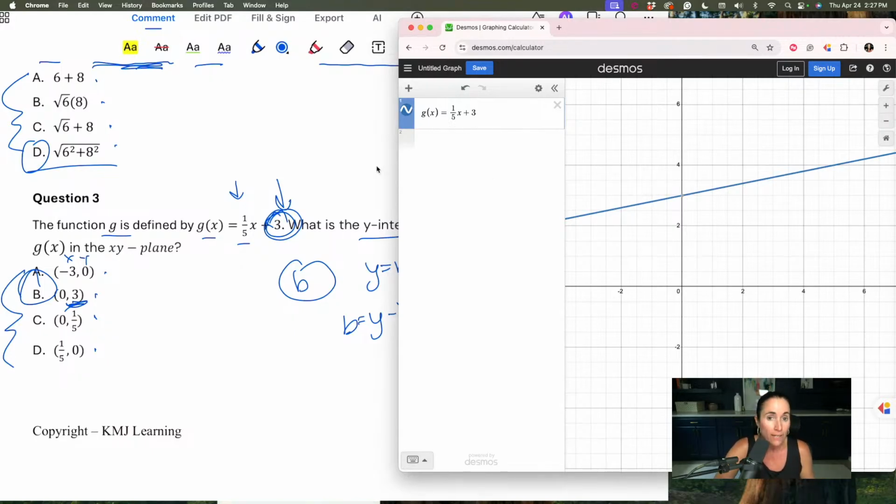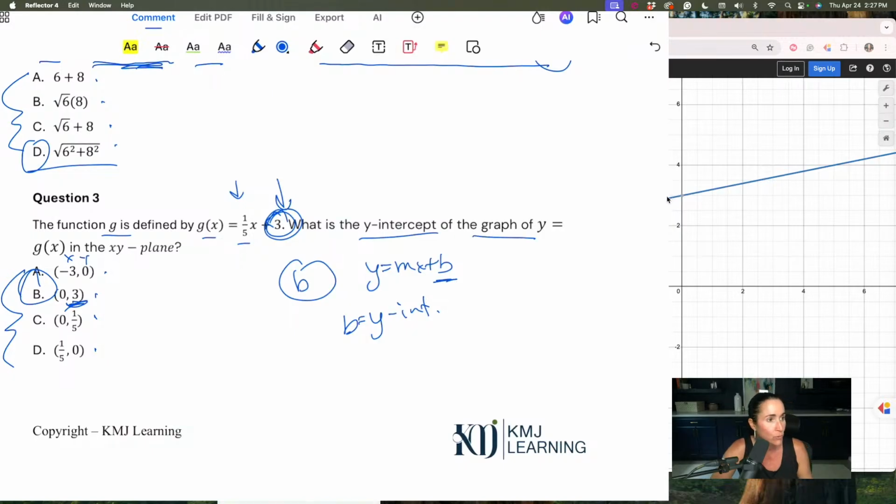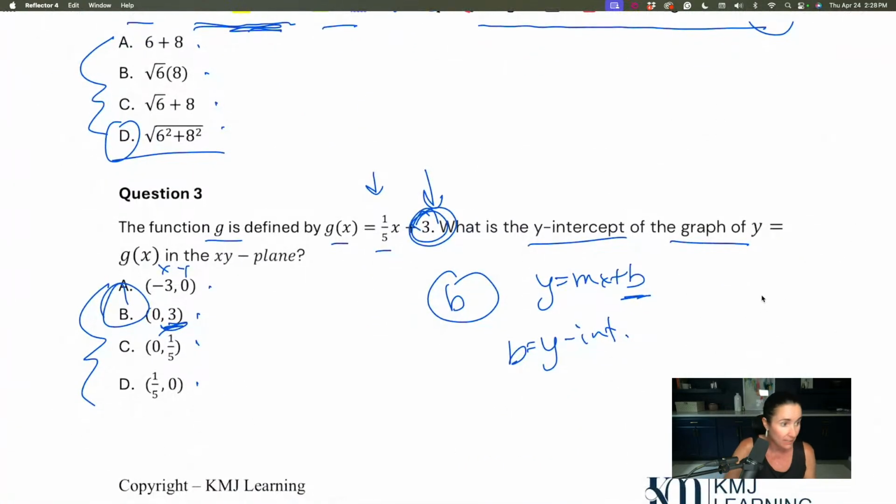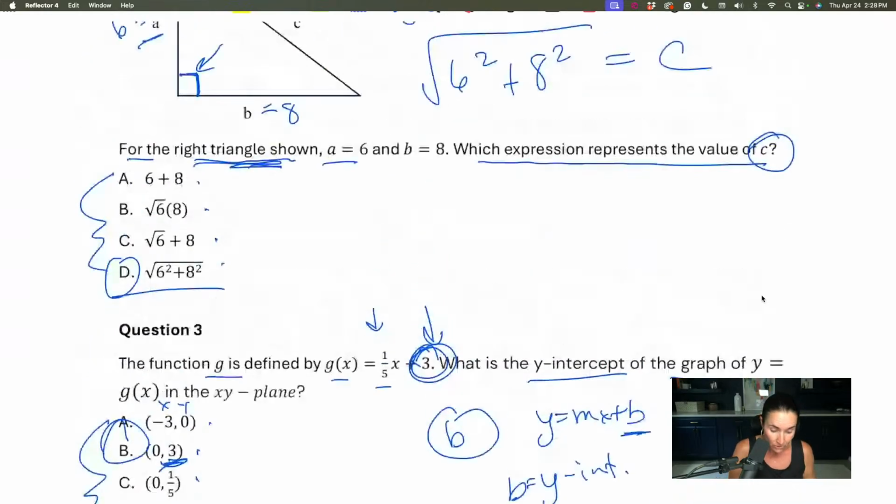Okay. All right. So now we just finished the math. Now you might say, well, those were easy. Yeah, there are going to be some pretty easy ones on the math for SAT. It's okay. You want to be doing those easy ones too.